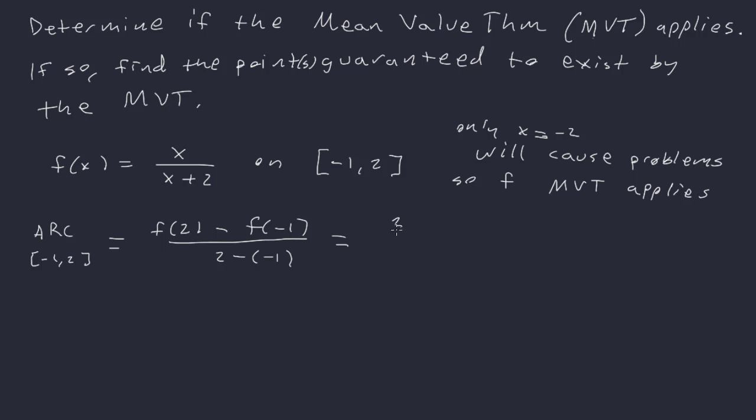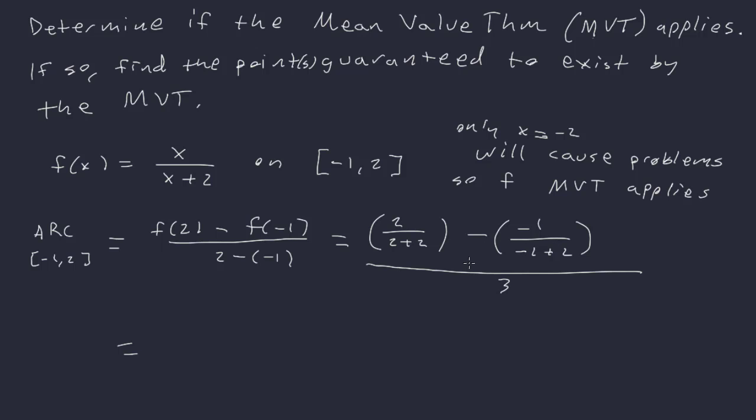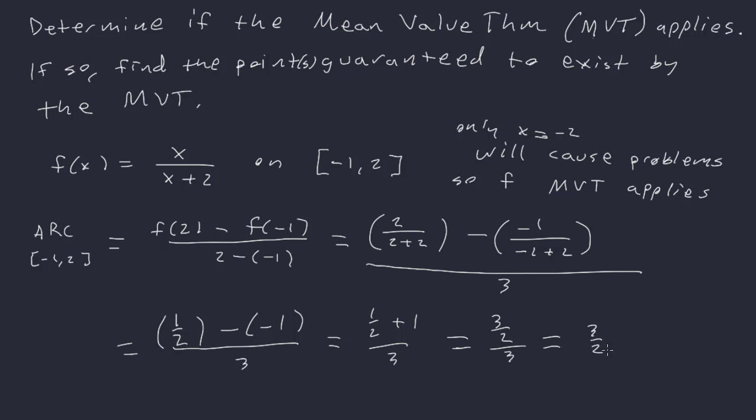All right, so f of 2, that's going to be 2 over 2 plus 2. So that's f of 2 minus f of negative 1, so that's negative 1 over negative 1 plus 2, all over 2 minus negative 1, which is 3. This looks kind of gross, but it should simplify a little bit because this is 2/4, so that's 1/2, minus negative 1 over 1. So that's 1/2 minus a negative 1, all over 3. So it's actually 1/2 plus 1 over 3. Wait, 1/2 plus 1 is 3/2, over 3. And when you invert and multiply, that's 3/2 times 1/3. So it will just be 1/2.